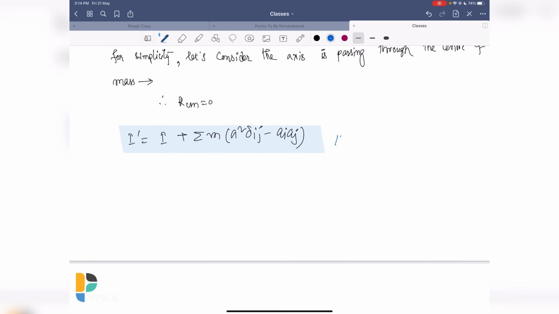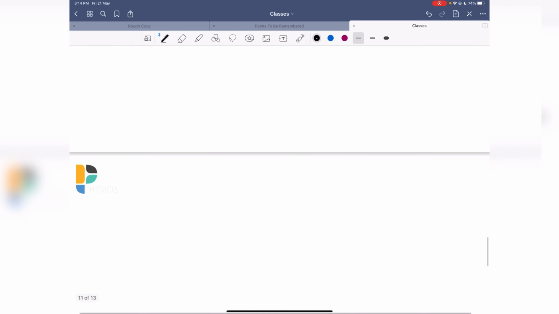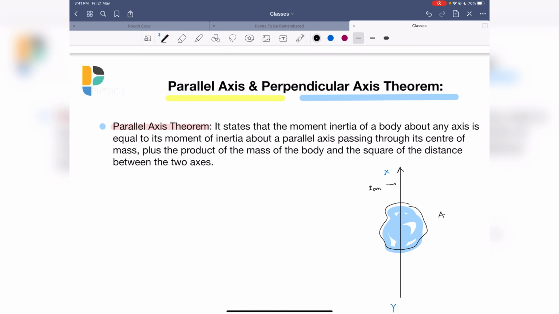This is the formula required. Now by using this formula we will write the parallel axis theorem and the perpendicular axis theorem, which are the last topic of the video, by the way. So now we are gonna see the parallel axis theorem and the perpendicular axis theorem. So first, parallel axis theorem. This theorem states that the moment of inertia of a body about any axis is equal to the moment of inertia about an axis passing through the center of mass plus the product of mass of the body and the distance between the two axes.